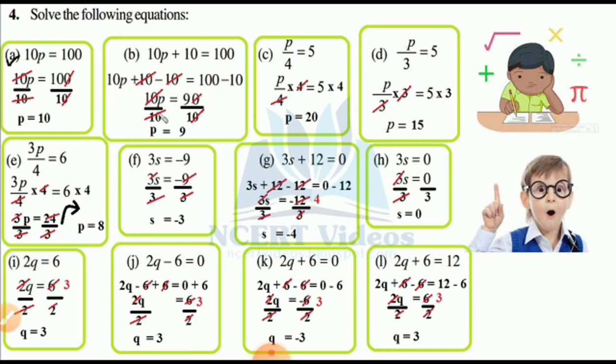Okay, look at the next, D. P upon 3. Sorry, P upon 4. C will answer. Before that, just conclude it here. P is equal to 9. B is over. C, P by 4 is equal to 5.